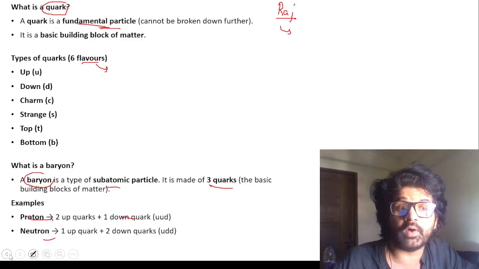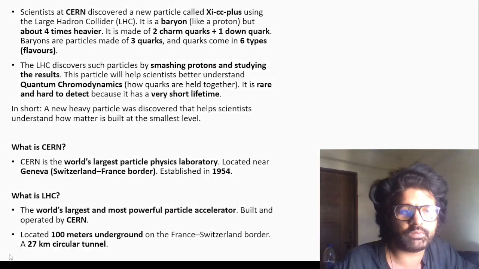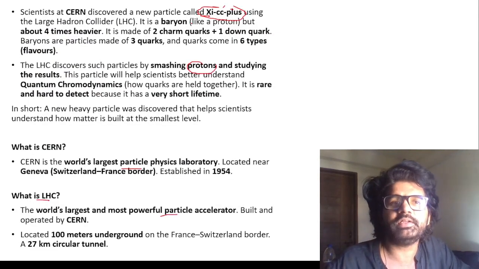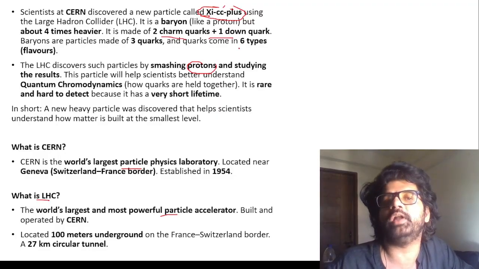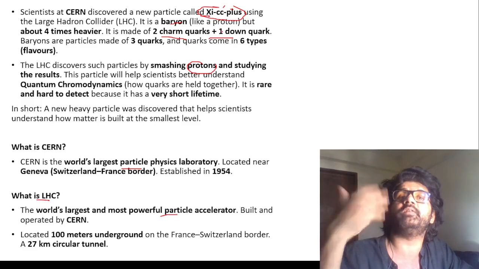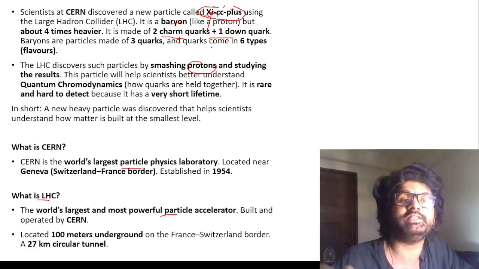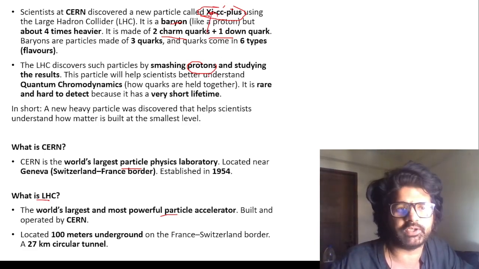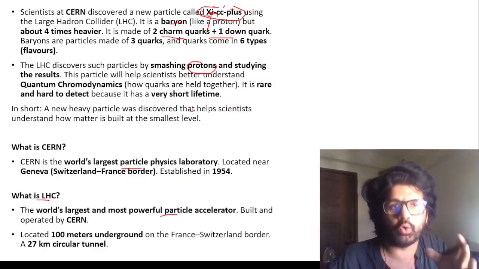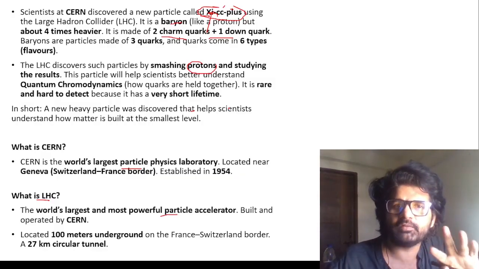Similarly, they have now found another baryon, Xi-cc. It is made up of 3 quarks: 2 charm quarks and 1 down quark. So there is no up quark here. Hope you are understanding. They have discovered another particle, Xi-cc plus plus, by smashing protons and so on. It will help us in understanding the universe, this and that. That's fine. What is important here is what is a quark and what are the different flavors of quark.